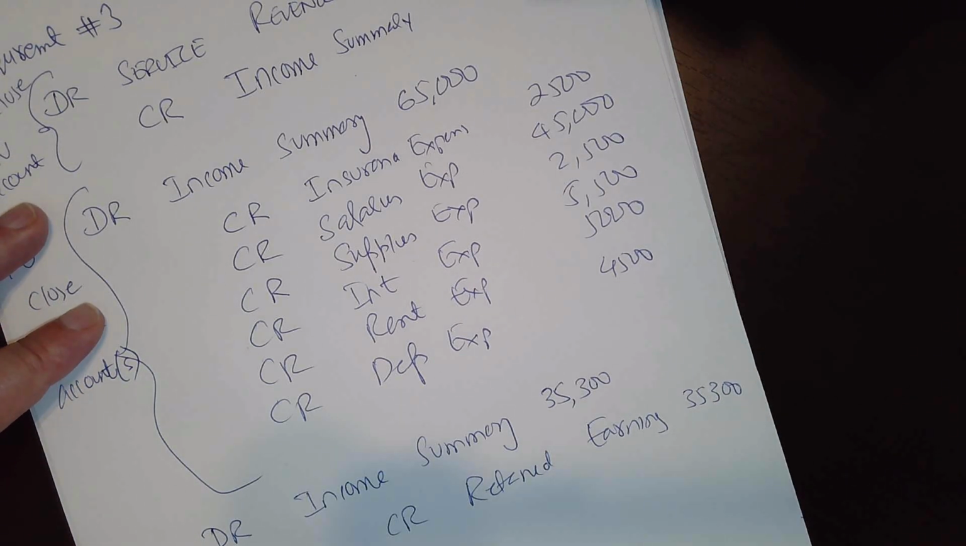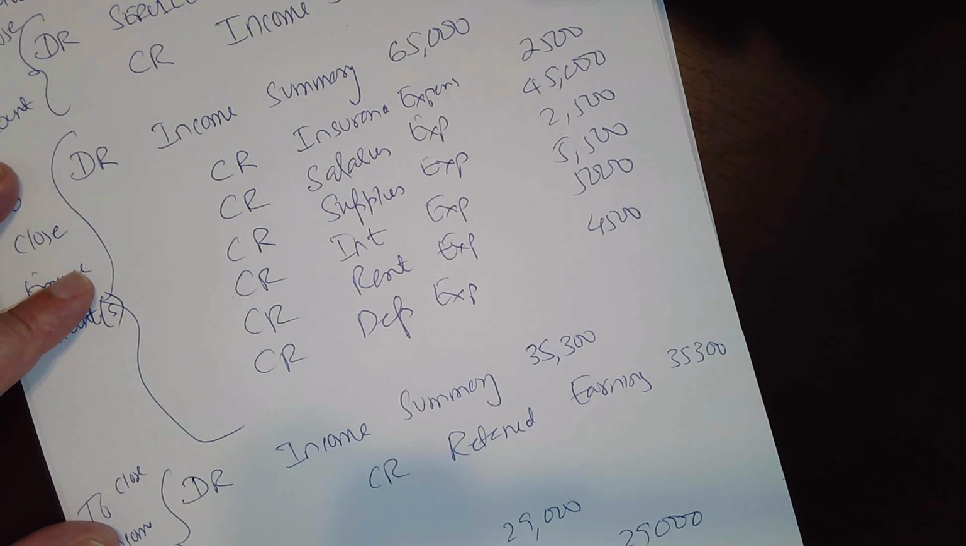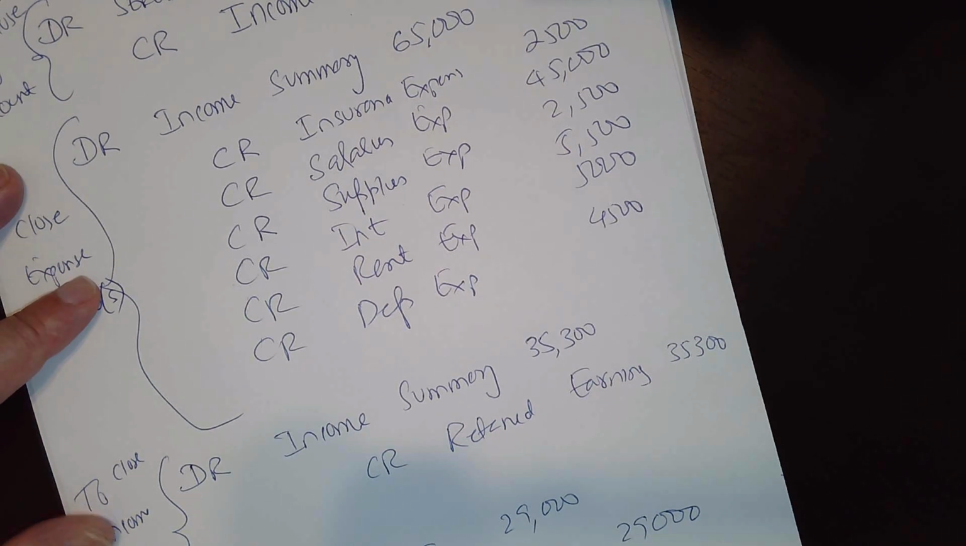So to close income summary, and then we debit retained earnings for 29,000, and we credit dividends for 29,000 to close dividends. Let me show you the whole thing in a T account.